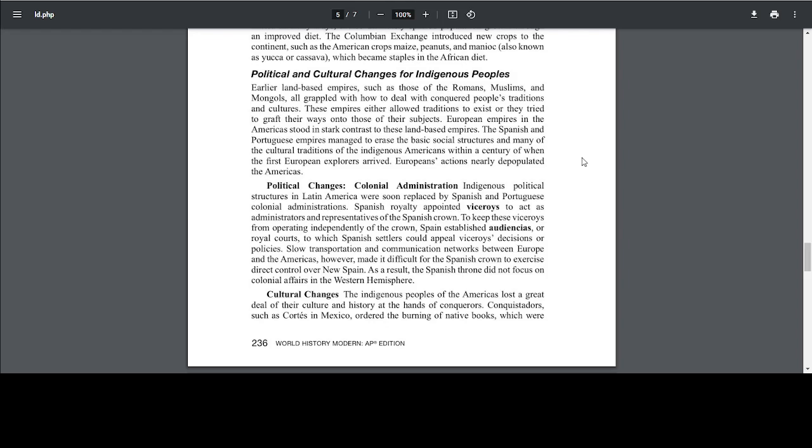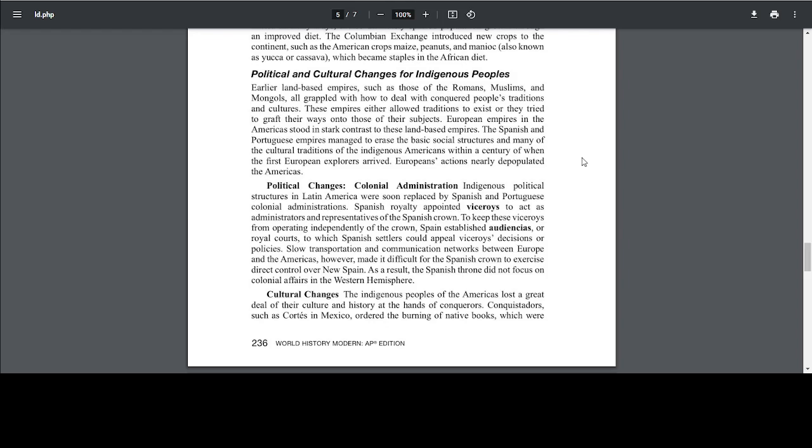European empires in the Americas stood in stark contrast to these land-based empires. The Spanish and Portuguese empires managed to erase the basic social structures and many of the cultural traditions of the indigenous Americans within a century of when the first European explorers arrived. The Europeans' actions nearly depopulated the Americas.